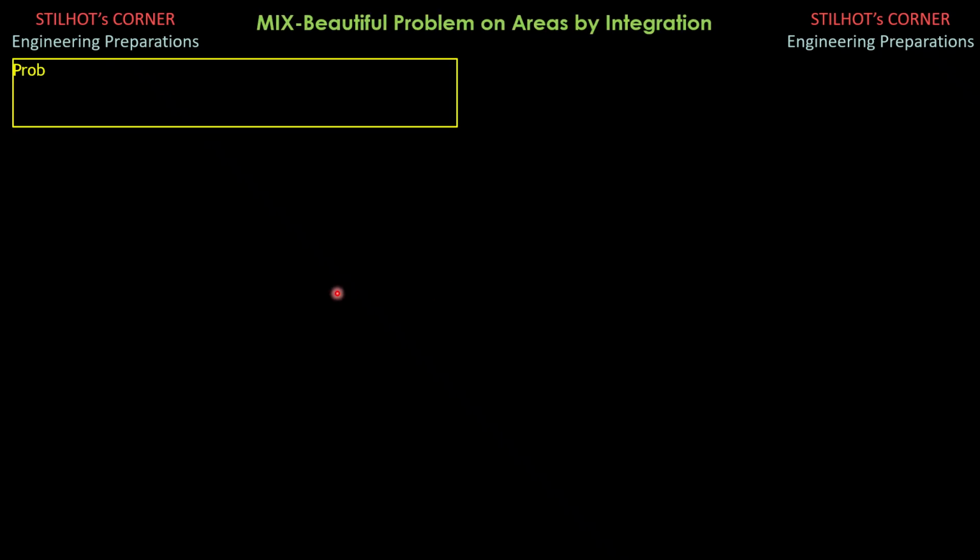Hello, future engineers. Here is a very beautiful problem in integral calculus about computing the area grazed by a rabbit that is tied with a 10-foot rope on the vertical wall of a cylindrical tank. So here is the problem.